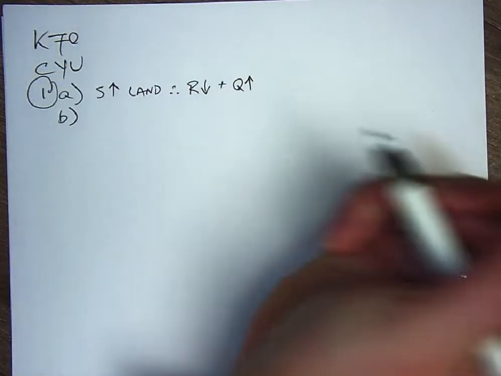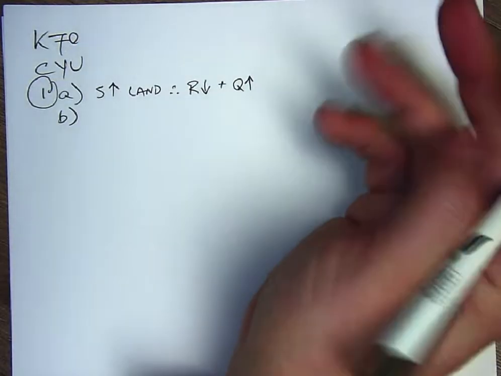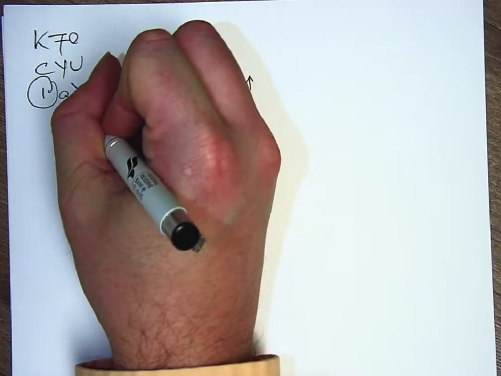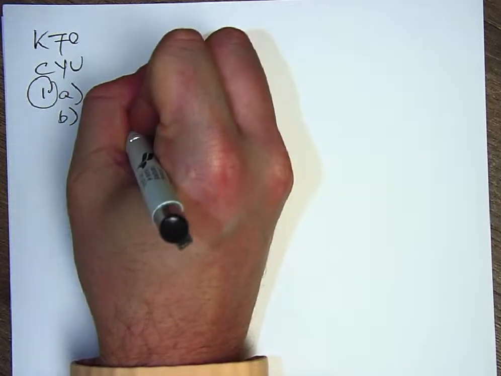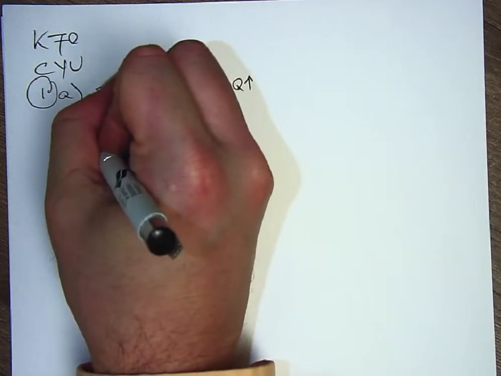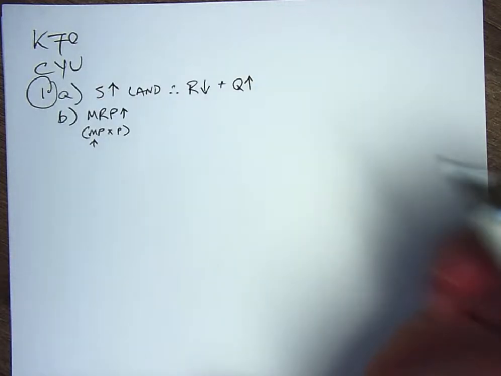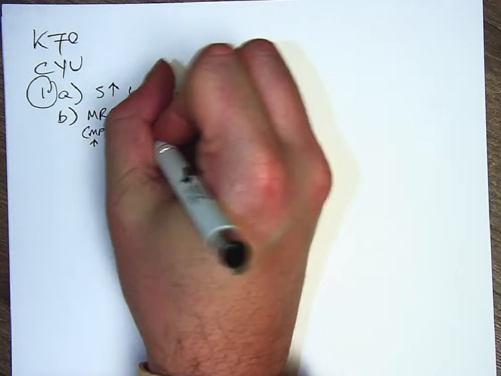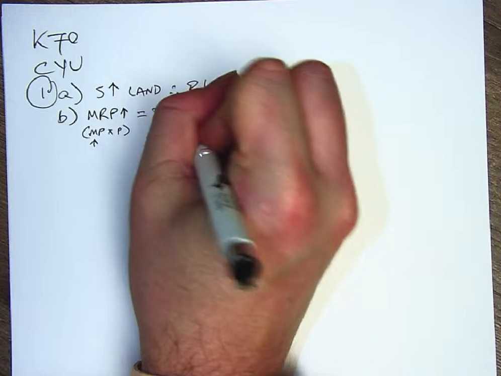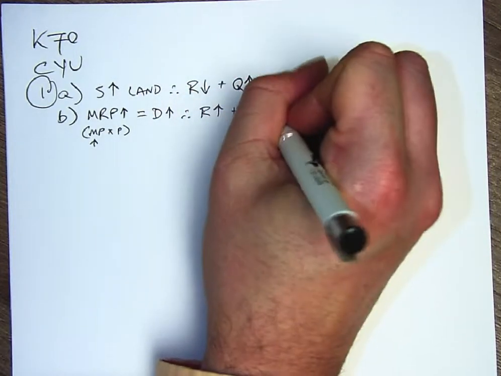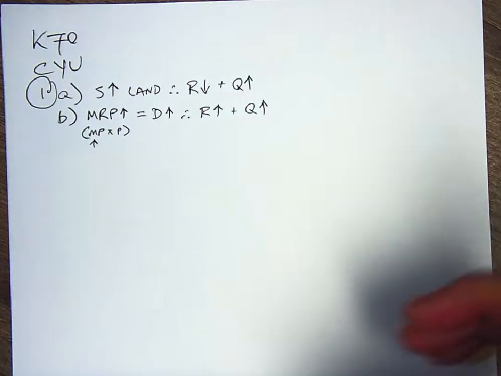For Part B, it says new fertilizers improve the productivity of each acre of farmland, and that's going to increase the MRP, because MRP is the MP times the P, right? And the MP is what's going up here, and that equals the demand going up. So therefore, we would expect the rental rate to rise and the quantity to rise in the market.